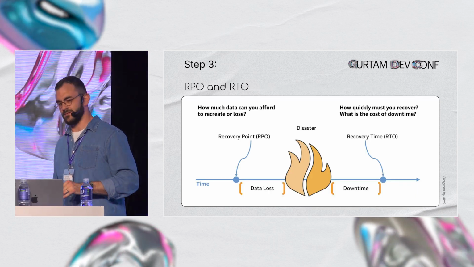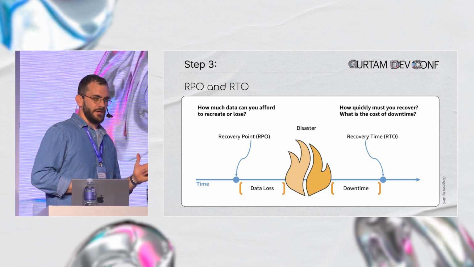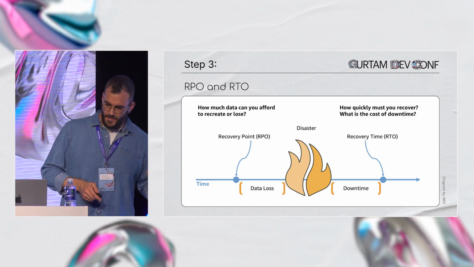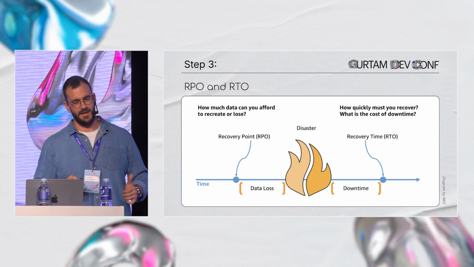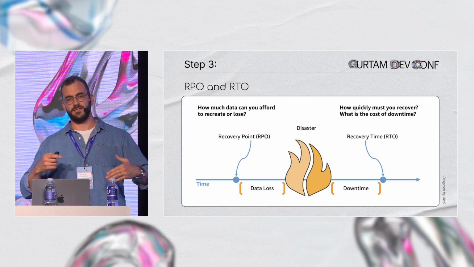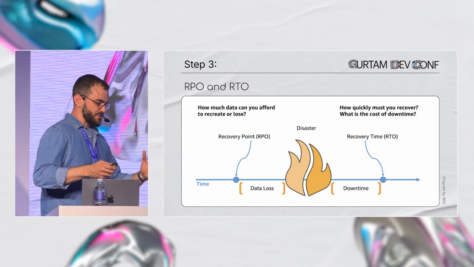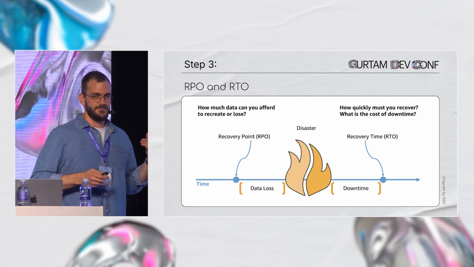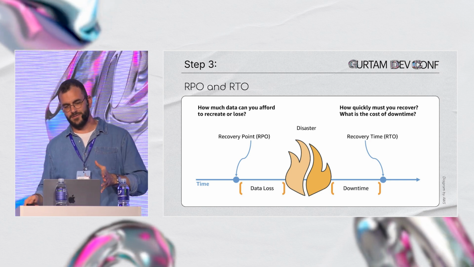The most important terms in DRP are RPO and RTO. Recovery Point Objective talks about the past. How much data can I afford to lose if I have a disaster? It means how far back in time will you take me if I have an issue?